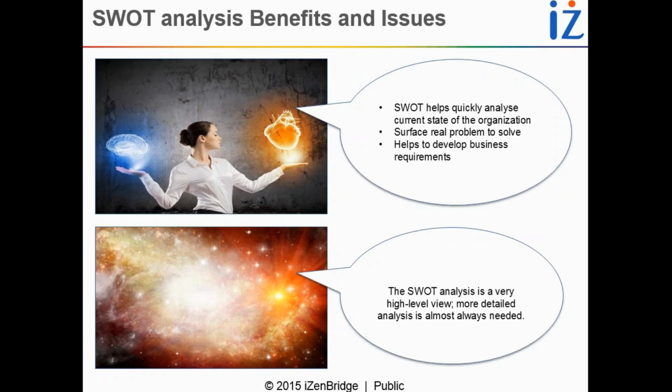So SWOT helps to identify the current state of the organization. It helps to discover the real problem to solve, and it helps to develop business requirements, and these business requirements are included in the project charter. Now there are some key issues as well. SWOT analysis is a very high level view. More detailed analysis is almost always needed.